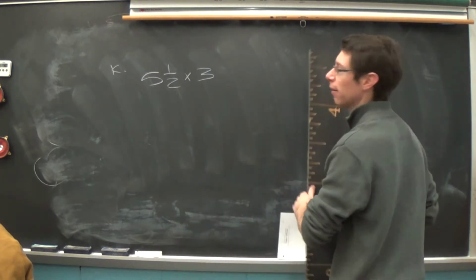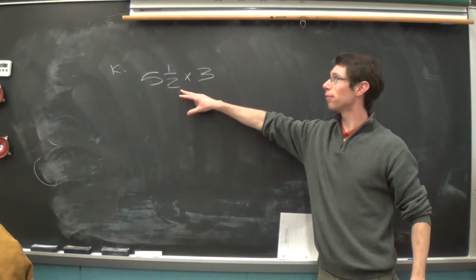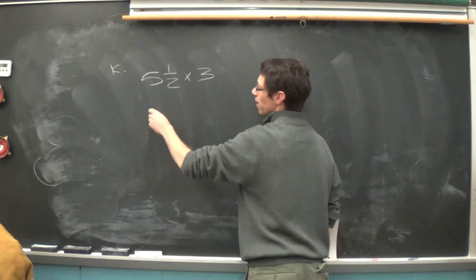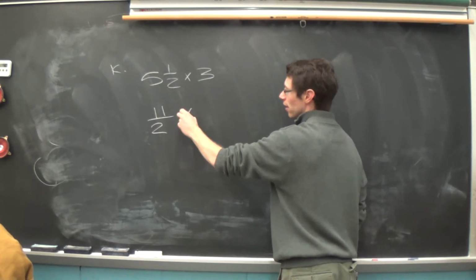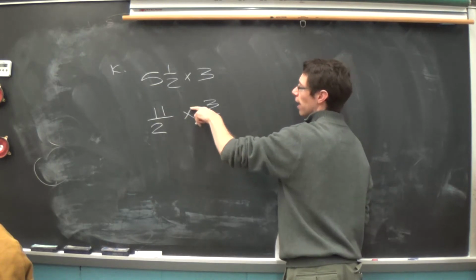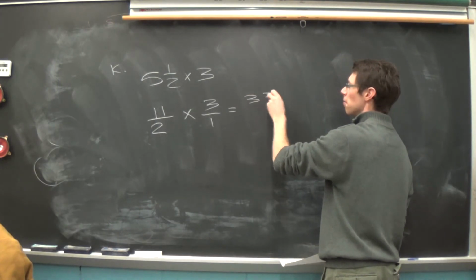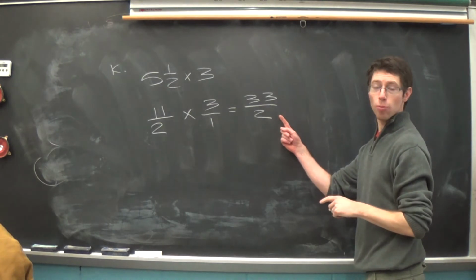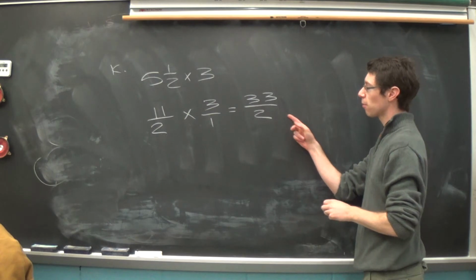But here's the old-fashioned way. Convert any mixed numbers into improper fractions. So 2 times 5 is 10, plus 1 is 11. So 5 1/2 is the same as 11 halves times 3, which is the same as 3 over 1. Multiply your numerators, multiply your denominators. So 11 times 3 is 33. 2 times 1 is 2. That's the correct value, but it's not expressed properly. This is an improper fraction. In order to convert that to a mixed number, we divide.